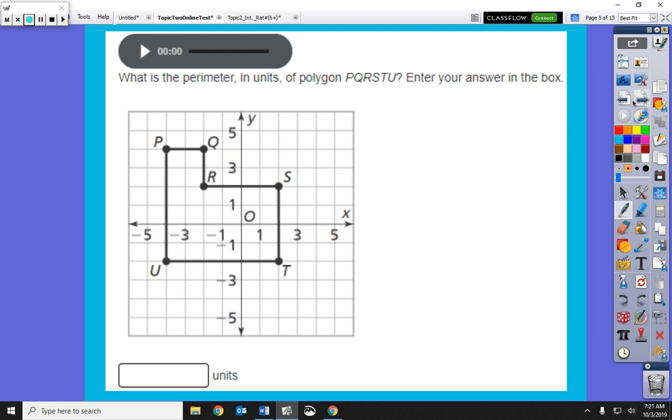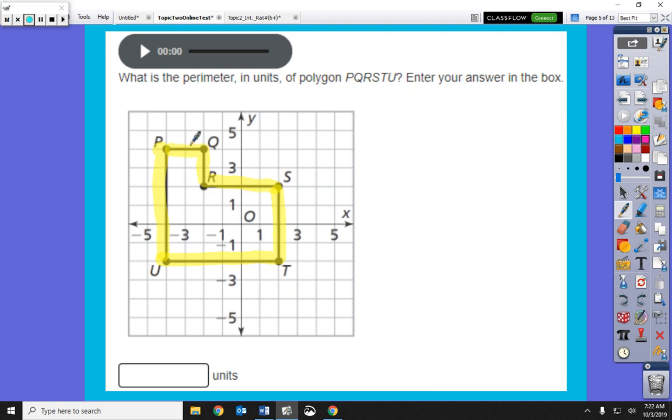All right, let's take a look at the next one. It says, what is the perimeter in units of polygon PQRSTU? Enter your answer in the box. We are going all the way around. We are finding the perimeter, the distance around this polygon. We are not worried about the inside or the area. We're worried about the distance around.